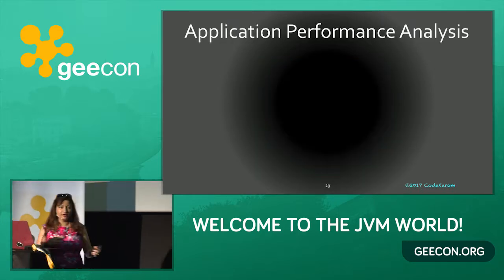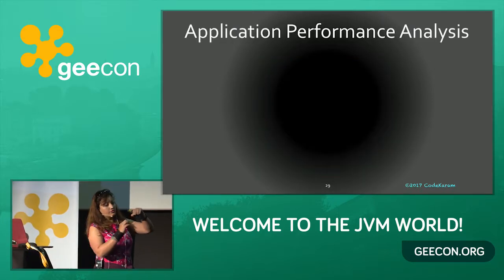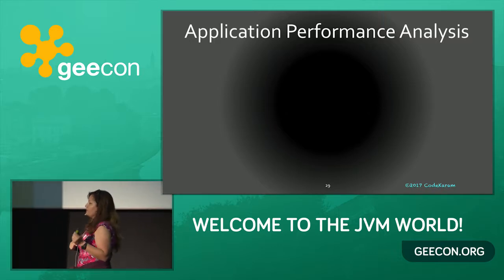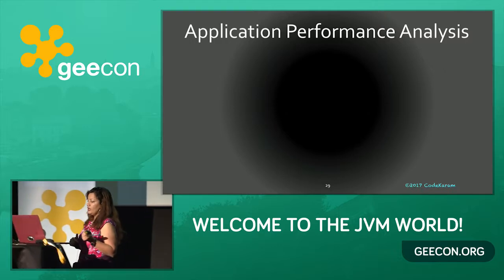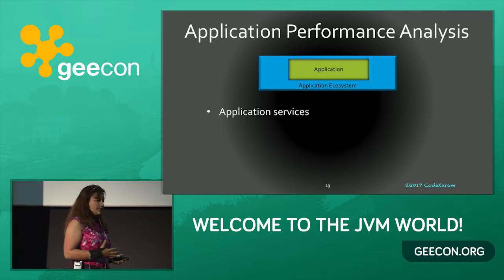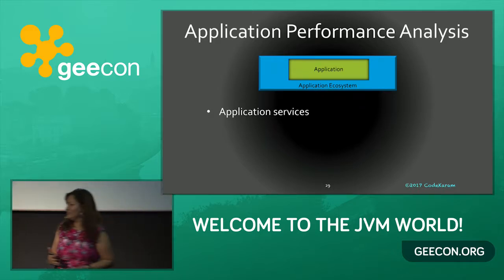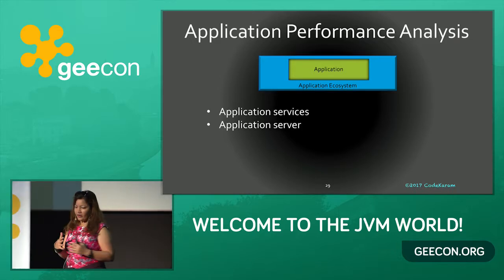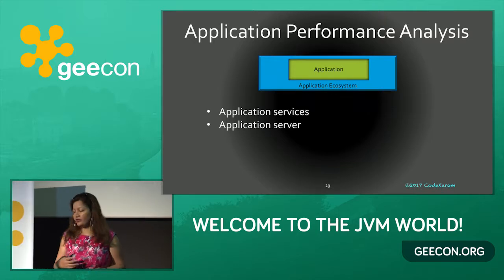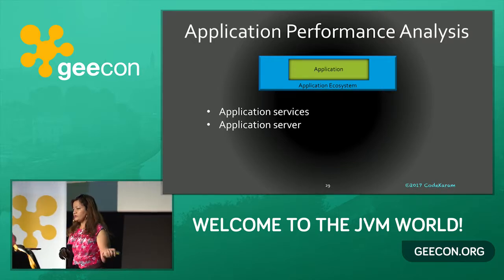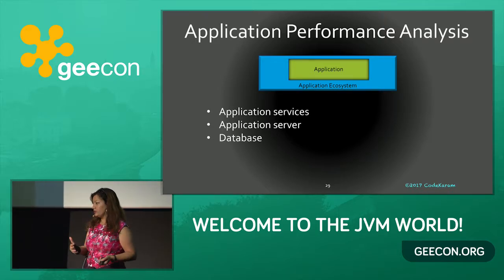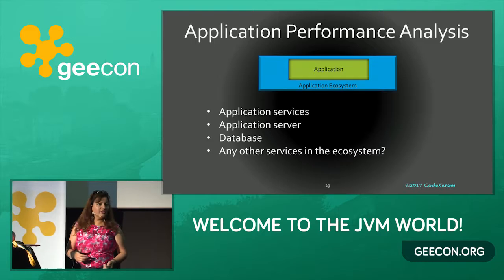What I'm trying to do is take one layer at a time and tell you the tools that are available. So for application performance analysis, we try to track the application services. You need to know what services your application is offering. Then for the application servers, you want to track your application servers' utilization and other system level agreements. If there's a database, you want to get information about the database as well, and similarly any other services in the ecosystem.